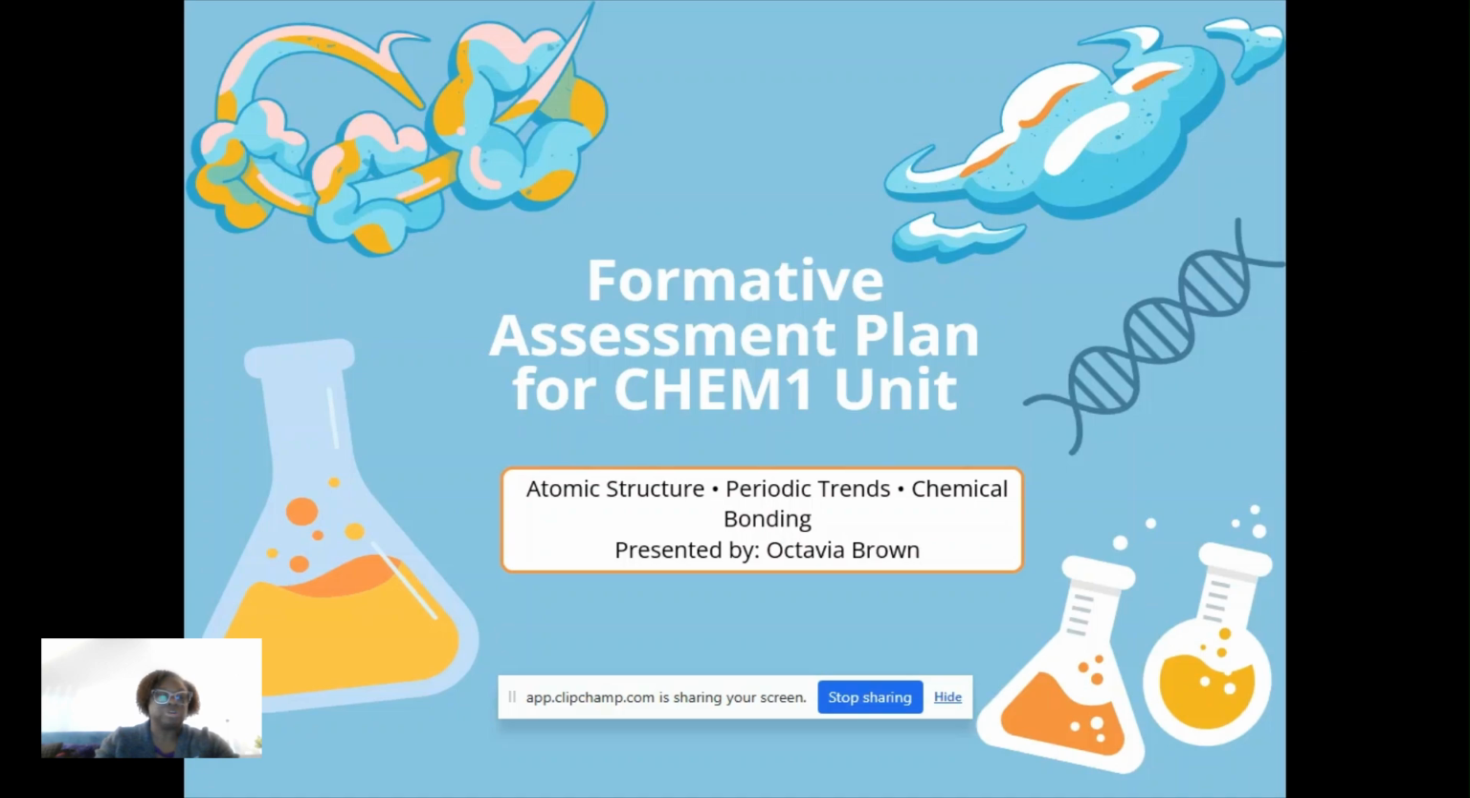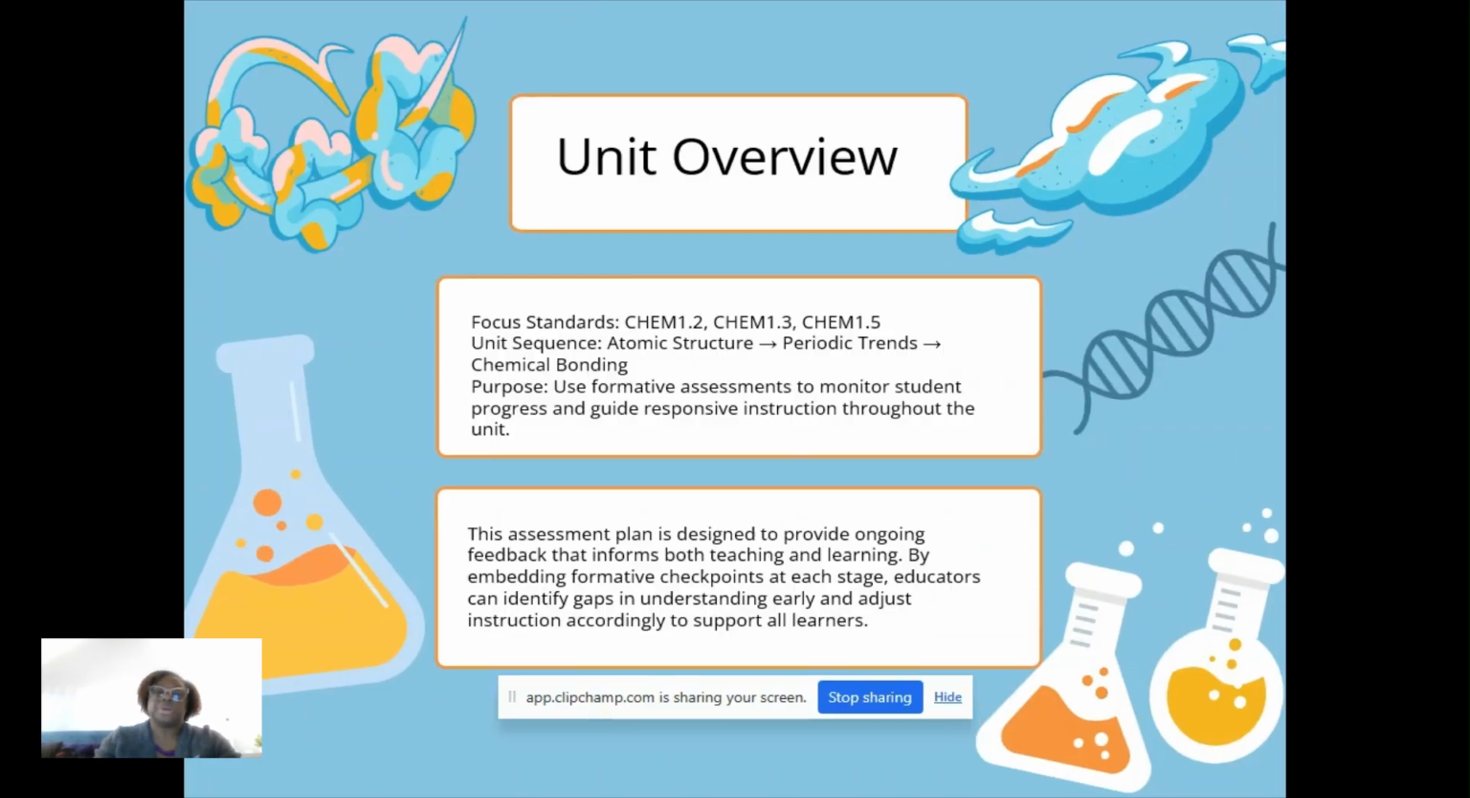Upcoming chemistry unit on periodic trends. Our focus standards will be Chem 1.2, 1.3, and Chem 1.5. We will start with atomic structures, go through periodic trends, and then end with chemical bonding.